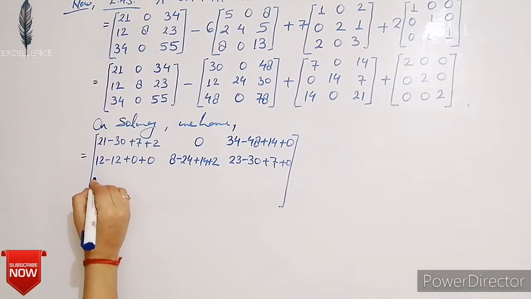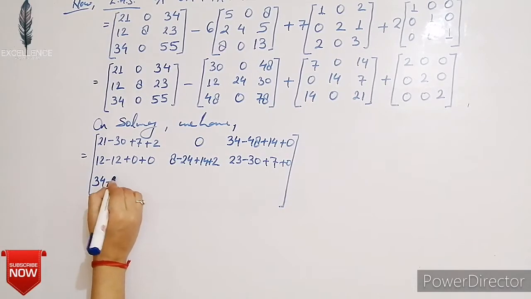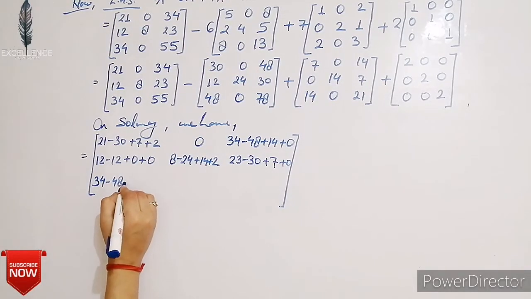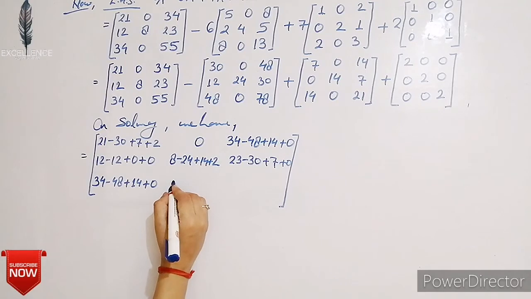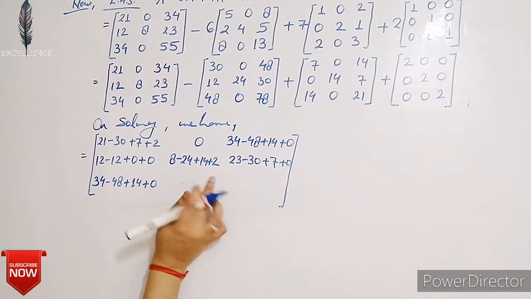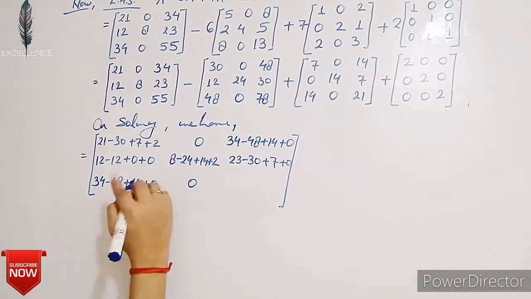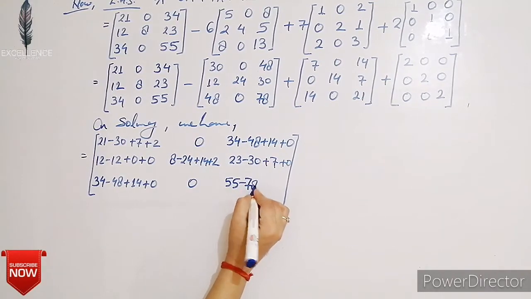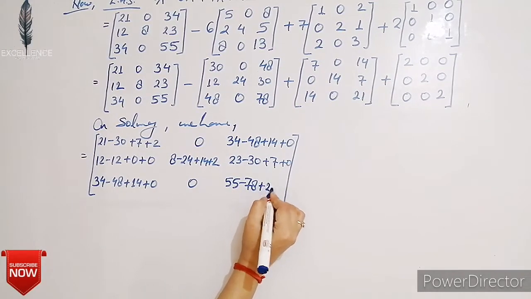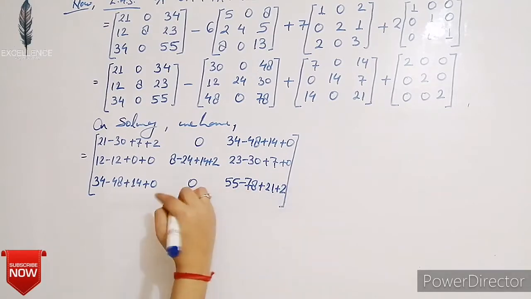Now in the last, third row, the first element is 34 minus 48 plus 14 plus 0, and the 3 2 element is 0, and the 3 3 element is 55 minus 78 plus 21 plus 2.